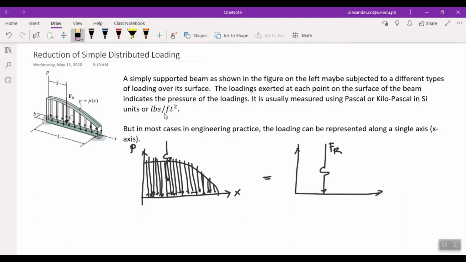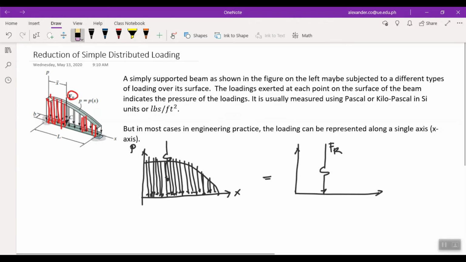A simply supported beam as shown in the figure on the left may be subjected to different types of loading. So the force varies here, from the top, the highest, down to the lowest. It gets smaller, or gets bigger and bigger, or smaller and smaller. We convert it again into a resultant force. How? Wait, I'm getting ahead of myself. The loading exerted at each point on the surface of the beam indicates the pressure of the loading.